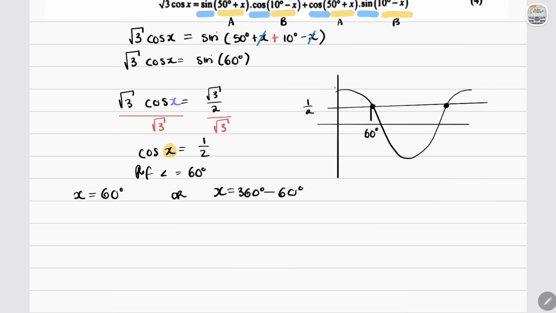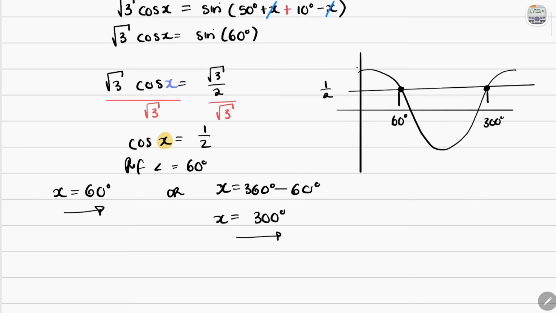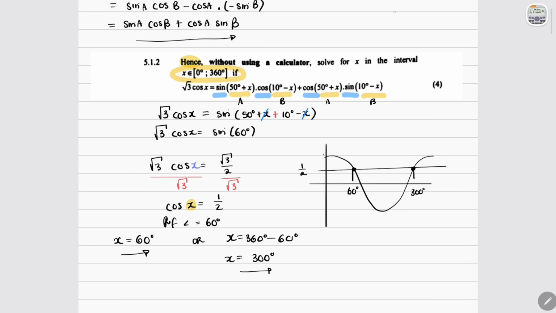Because what the cos graph does from here to here, it does the exact same thing from here to here. So if it took 60 degrees for its y value to equal a half, then from here, it's also going to take 60 degrees backwards for its y value to hit a half. So that would just be using the symmetry that we have in our cos graph. So here I'll just know that x is equal to 300 degrees. These would be our answers for that interval. Okay, moving on to the next question.